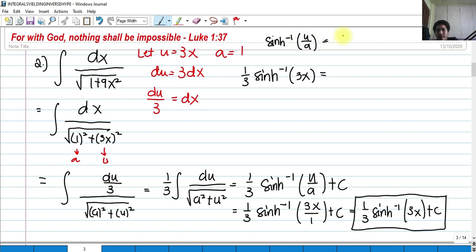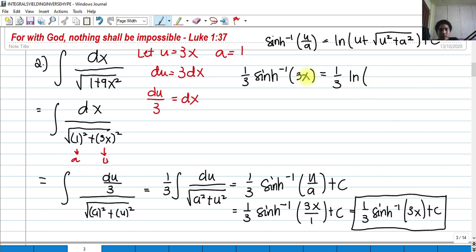That is equivalent to ln of u plus the square root of u squared plus a squared, plus c. Okay? So converting this, we have 1/3. We have to copy that. We have to multiply that to the equivalent inverse hyperbolic sine. So ln of u.